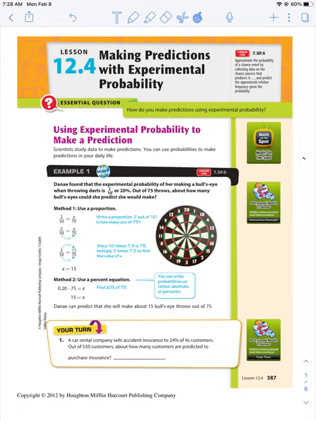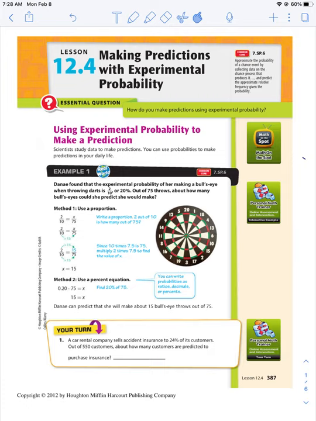Hello, 7th graders, and welcome to lesson 12.4, where we're going to learn about making predictions with experimental probability. All right, let's check out example 1. Danae found that the experimental probability of her making a bullseye when throwing darts is 2/10, or 20%. Out of 75 throws, how many bullseyes could she predict she would make?